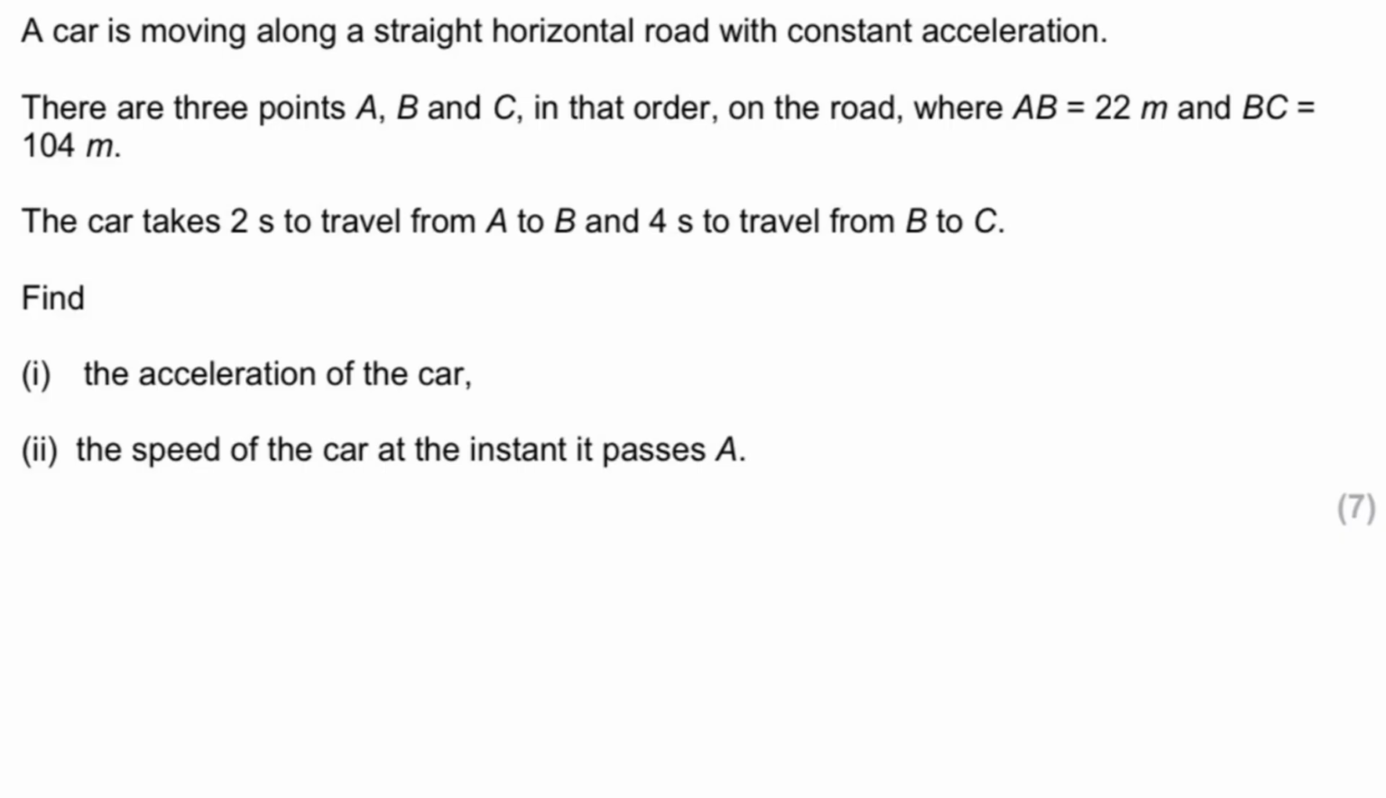they're not just giving you 3 values and asking you to calculate a 4th or a 5th. They're giving you a couple of clues, and you're supposed to combine more than one SUVAT equation together to solve and find the unknown values. So we've got 3 points, A, B, and C. AB is 22 meters apart, B and C are 104 meters apart.